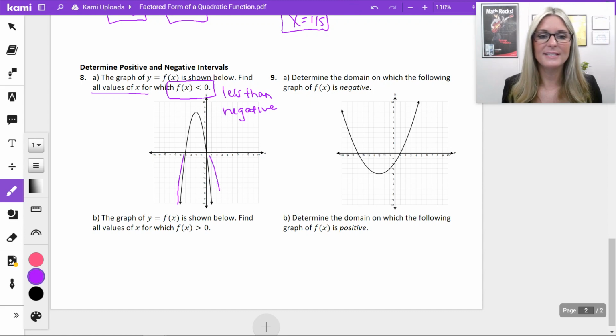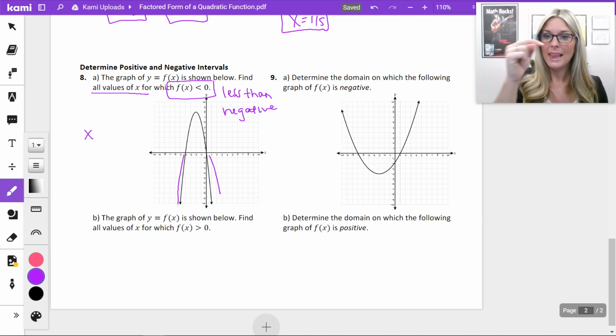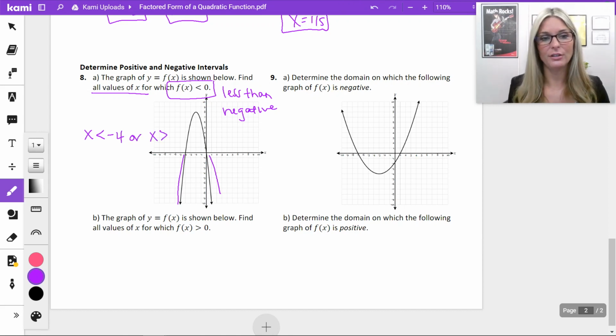My negative segments are these two outer pieces. There's 2 parts here. So I can say all the x values that are less to the left than -4, or all the x values that are greater to the right of 0. That is how we write our answer, showing the intervals that are negative.